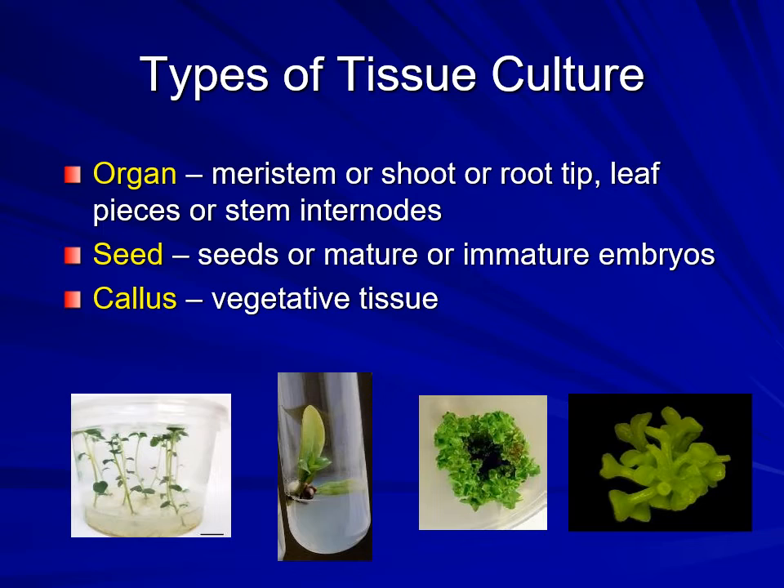But then there's seed, where you throw a seed onto the media and then germinate it. That works really well for plants where it's very difficult to germinate the seed reliably. Or if you're preparing a plant for genetic engineering and it needs to be sterile, then you can grow the plant from seed in tissue culture. The most common is what we call callus culture from vegetative tissue.